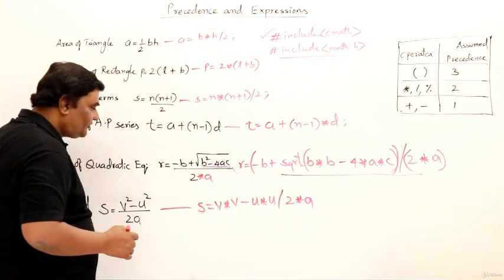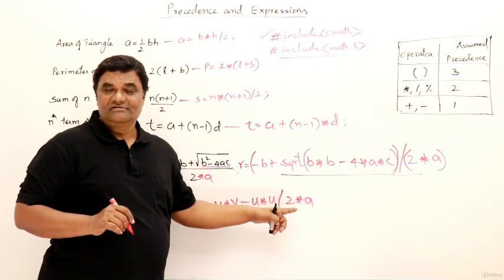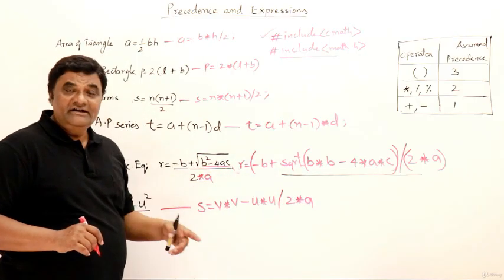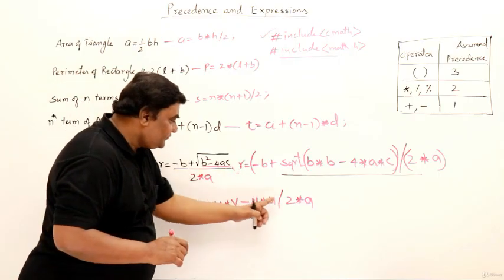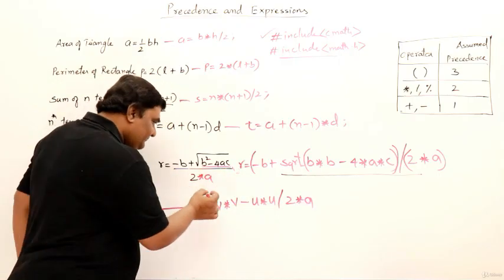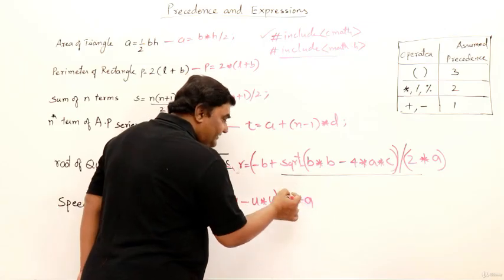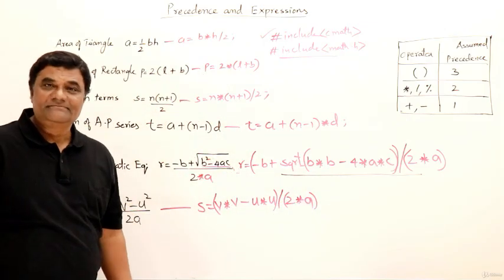Now we are at the same problem. What is that? This a will come in multiplication. This whole thing divided by 2 into a means a will come in the numerator. No, this division by 2 should be done on the entire thing, so this must be in the bracket first of all. And this is in the denominator, so this should also be in the bracket. If they are not in brackets, then you get wrong results.